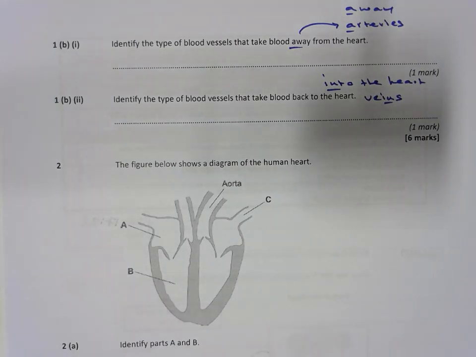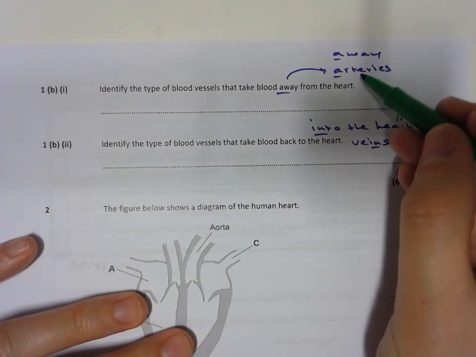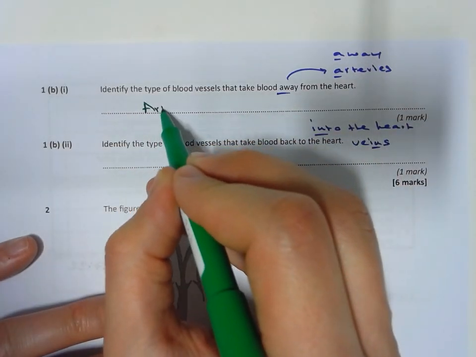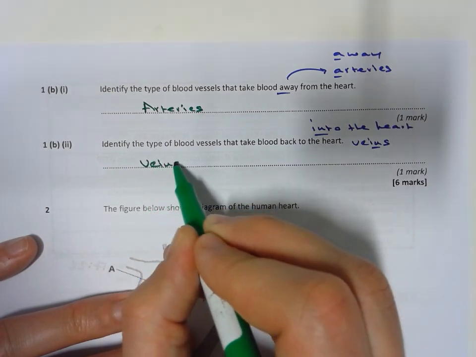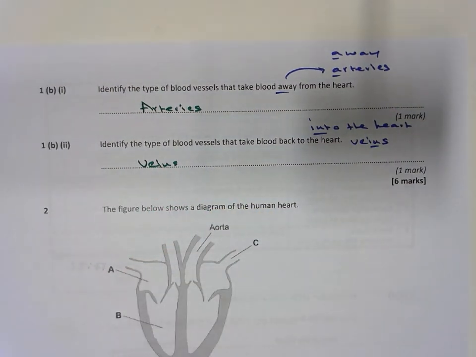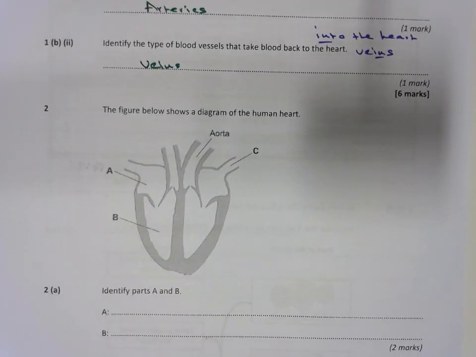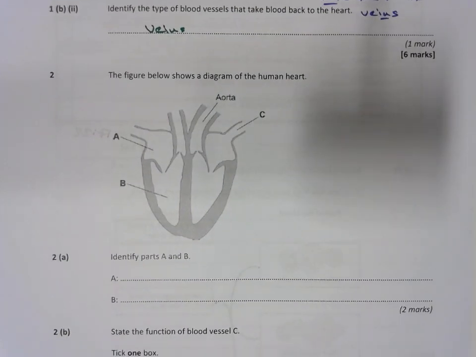And I'll just switch over to my green pen like I should do. Arteries away from the heart and veins back into the heart. Okay, give yourself a subtotal out of 6 for everything that we've done so far. Here's our diagram of the heart. We should be really familiar with this.